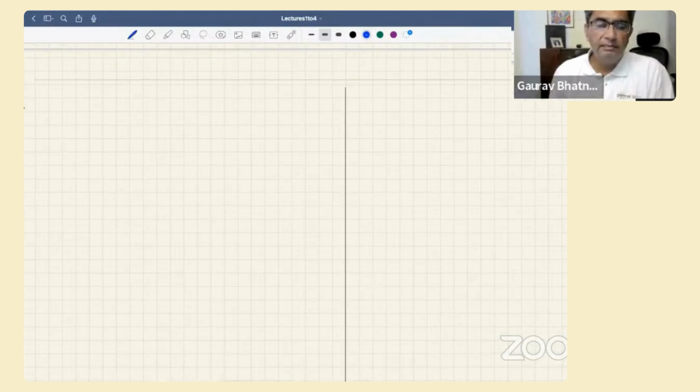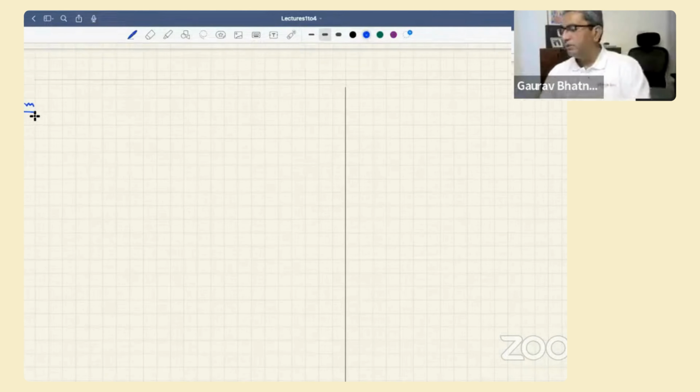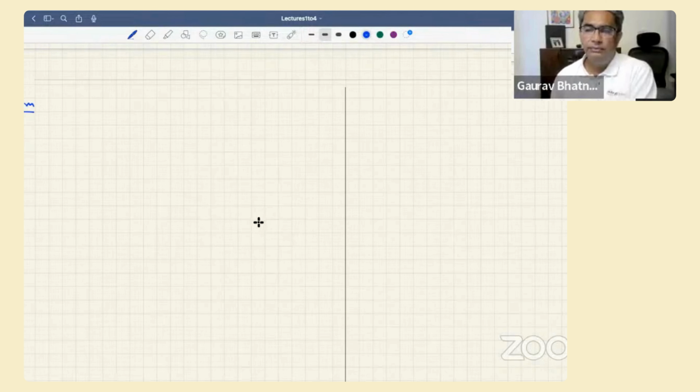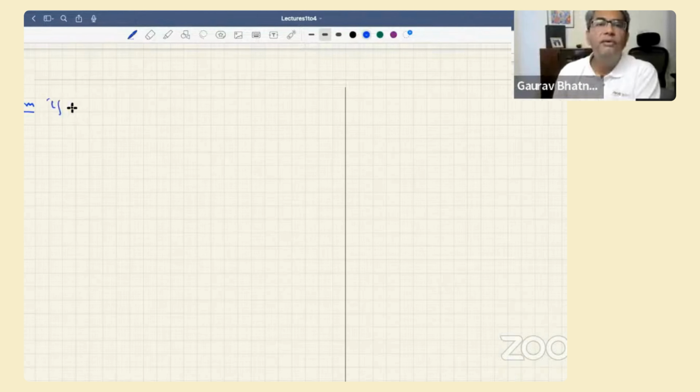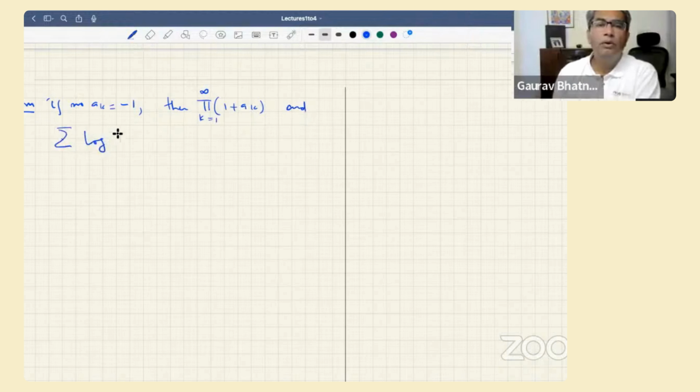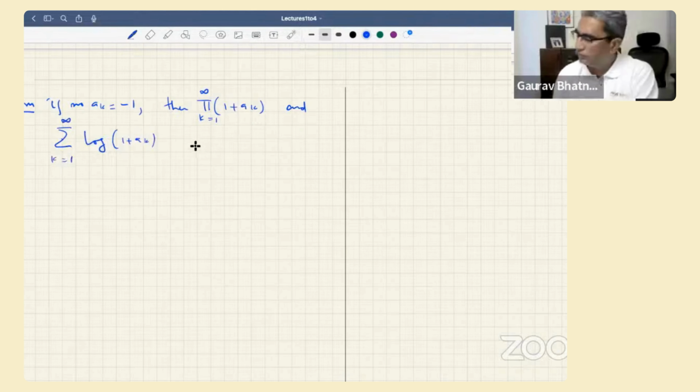The second theorem: we know that we have a theory of convergence of series. How do we translate the convergence of products into the convergence of series? There's a theorem that if no a_k is minus 1, then the product of 1 plus a_k, k going from 1 to infinity, and the sum of log(1 plus a_k), k going from 1 to infinity, converge and diverge together.